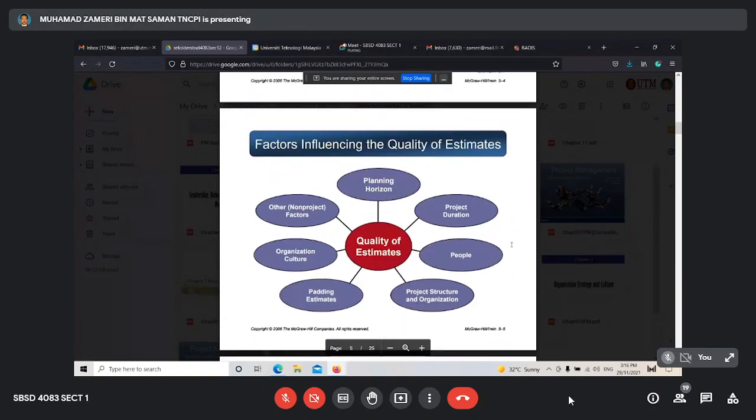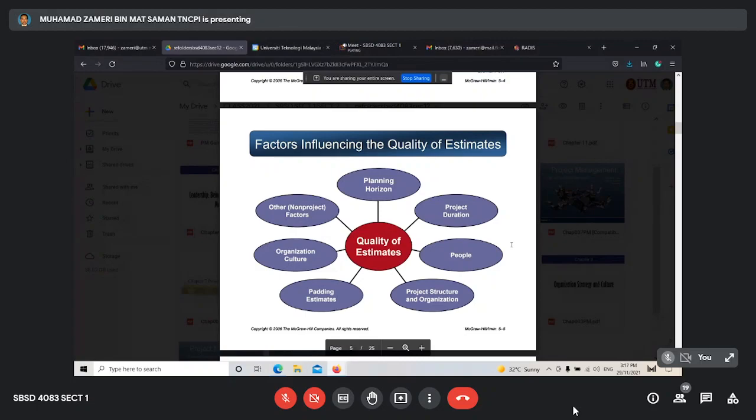Okay. Factors influencing the quality of estimates. So what are the factors that give you a good result of estimation, a good result of forecast? The first one is planning horizon. Planning horizon means you refer to the current condition of the country, the current condition of the company. Let's say now we are in the COVID-19 pandemic.